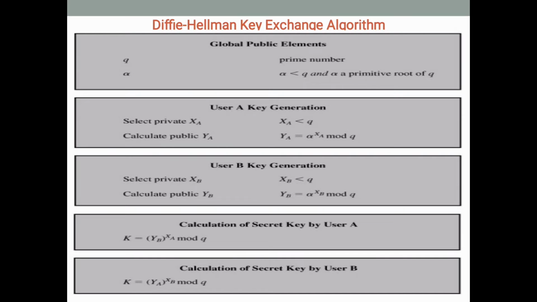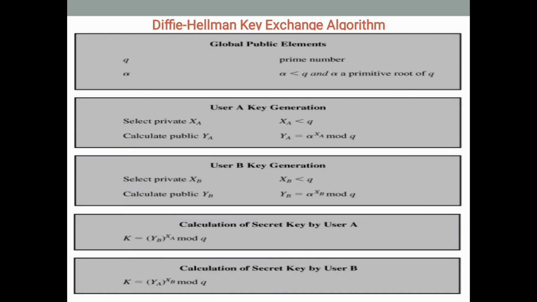On the user A side, he can calculate the secret key which he wanted to exchange. Here the formula is given: K is equal to YB, the public key of user B, power XA. So he has to use the public key of user B, YB power XA. XA is the secret key of user A, his own private key, so he can use this private key and find out the secret key which he wanted to transfer between A and B.